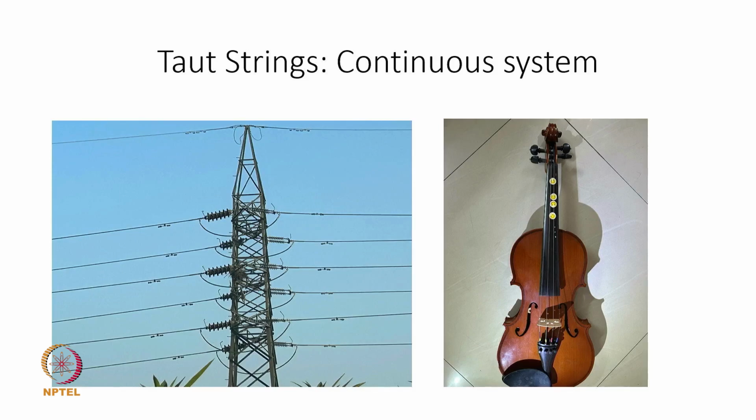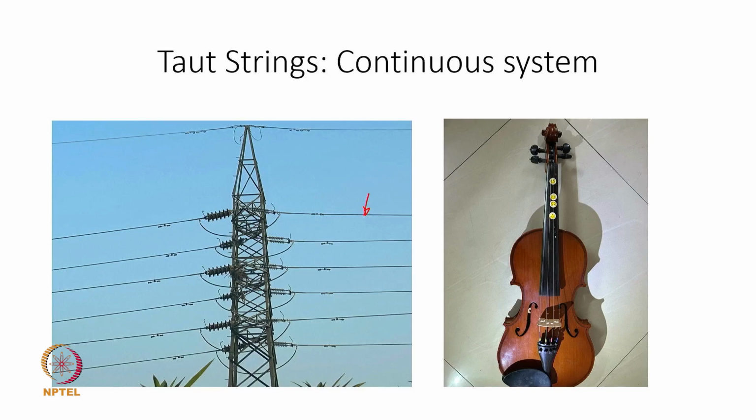Taut strings are one of the most basic continuous systems, and that is what we are going to start with in analyzing continuous systems, just to give you a flavor of what a continuous system is and how the governing equations are formulated and solved. One of the simplest continuous systems is a string which is stretched, a taut string. The examples are transmission wires which are pulled and fixed at their supporting poles. These transmission wires are constant diameter long wires, stretched and held at their ends. Because of their own weight they get stretched, but they are essentially taut.